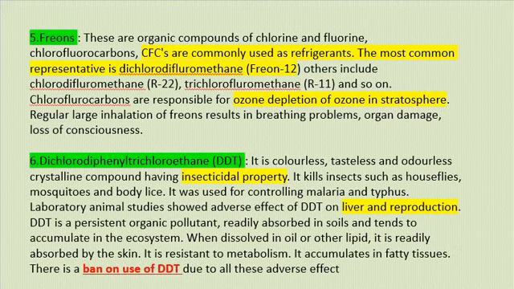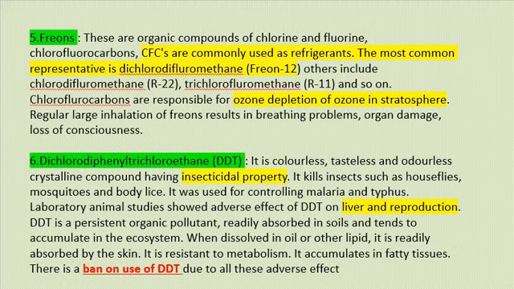And the last is DDT, which is dichlorodiphenyltrichloroethane. It is a colorless, tasteless, odorless, crystalline compound having insecticidal property. It kills insects like house fleas, mosquitoes, and body lice also. It was used for controlling malaria and typhus, and laboratory results show that it has adverse effects on our liver and reproduction.